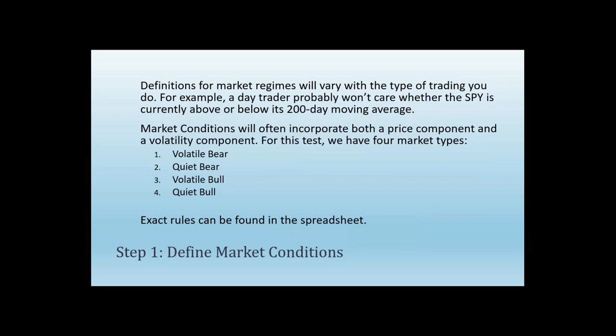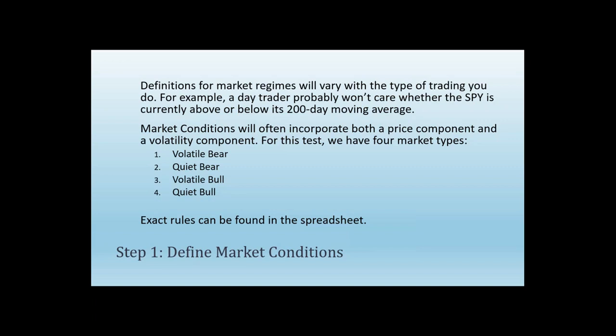defining market conditions. Obviously, how you define a market regime is going to be highly dependent on how you trade, what instruments you trade, what time frame you trade in. For people that trade on an end of day basis and do swing trading or trend following, they might typically look at the 200-day moving average of the S&P 500 index or the SPY ETF. People that are day trading probably don't care so much whether the SPY is above or below its 200-day moving average. Right? They're much more concerned with very granular price moves.